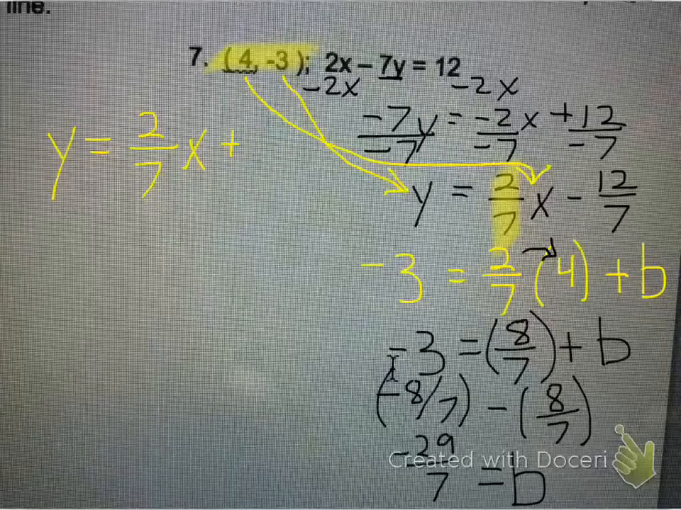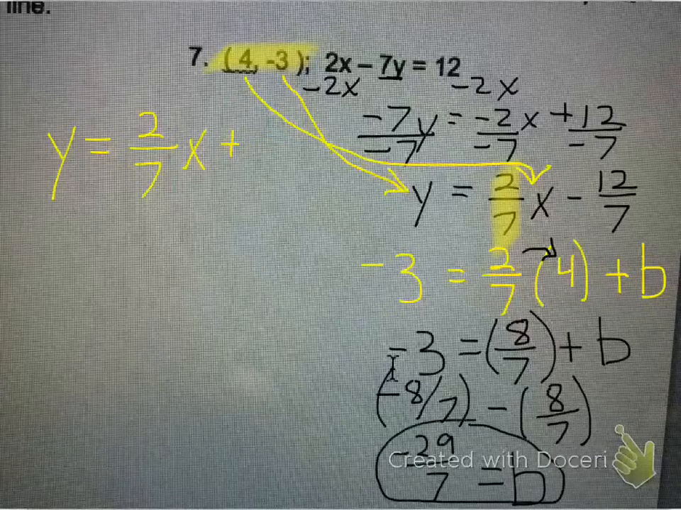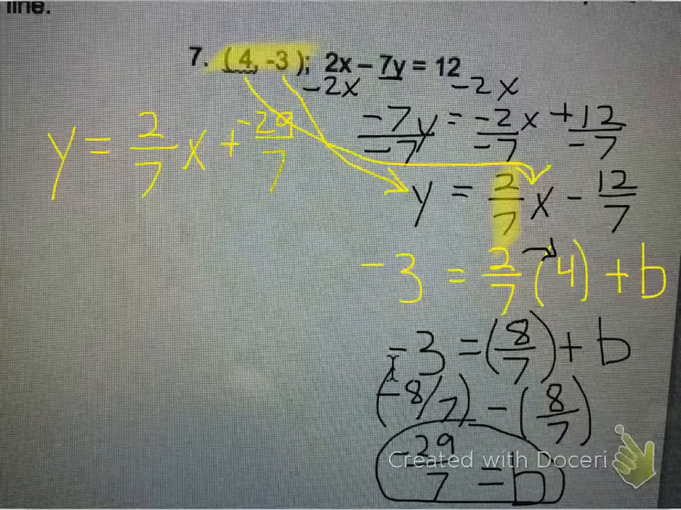And that's all you're doing at all of these. It's all the same way. Now this one had more fractions probably than the other ones do. But that gives you that negative 29/7. So that's what I plug in here. So negative 29/7. Now you're done.